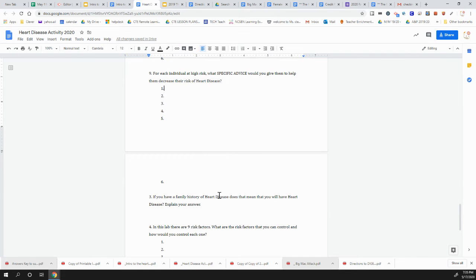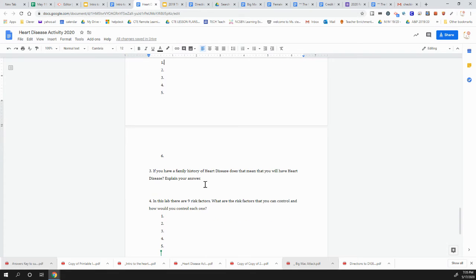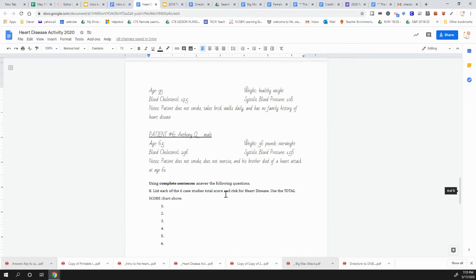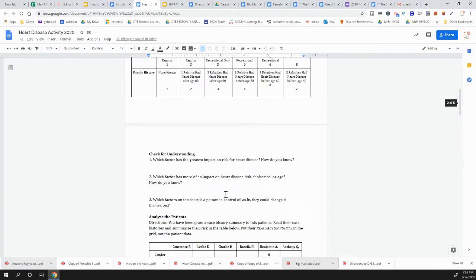If you have a family history of heart disease, does this mean you'll have it? Explain your answer. I don't want one word there, just explain it. And then which risk factors are ones you can control right here. Okay? So that's assignment number 2.